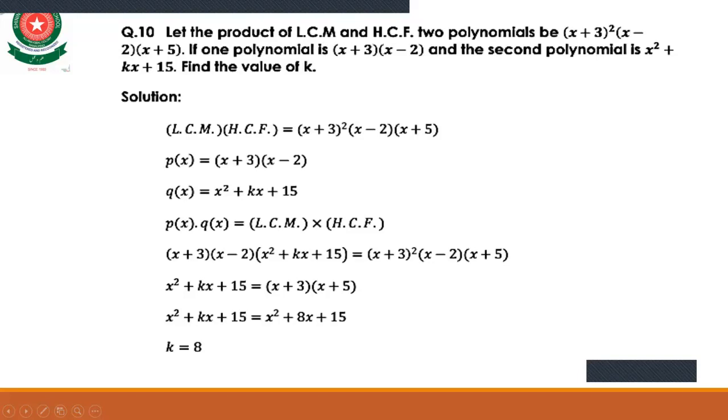Here you can compare the coefficients. As you can see, x square will cut, 15 and 15 will cut, and by comparing the coefficient of x, the coefficient of x here is 8, which is equal to k. The value of k is equal to 8.